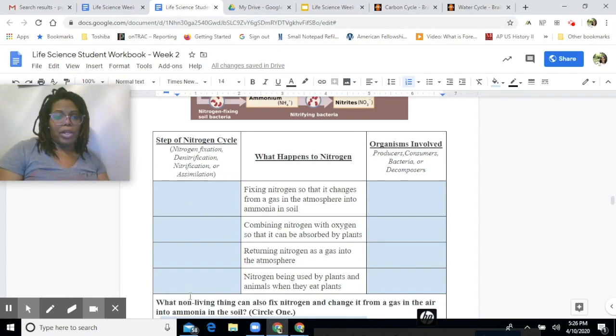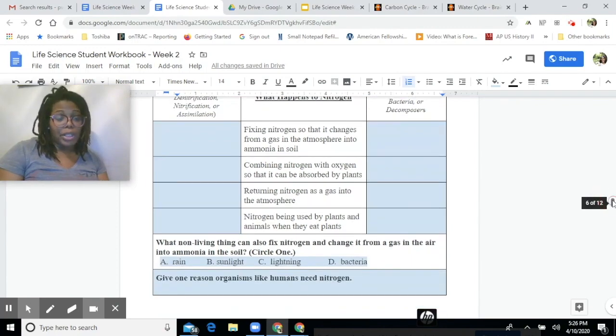Okay, I'm going to put the words here. And then you're also looking for one more answer, or two more answers. First one is what non-living thing, non-living, it's not an organism, can also fix nitrogen and change it from a gas in the air into ammonia in the soil. And then give one reason organisms like humans need nitrogen. So you're going to be typing that in that box.